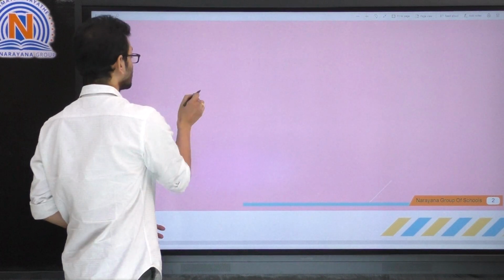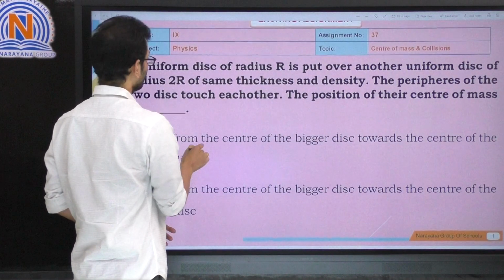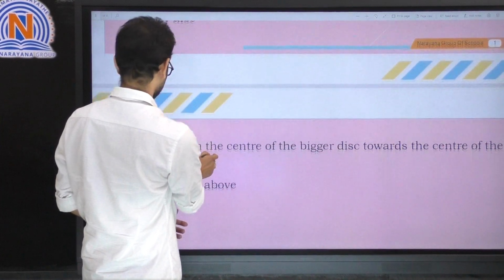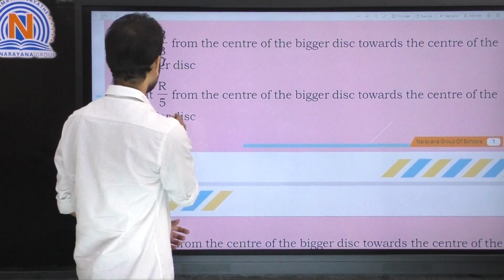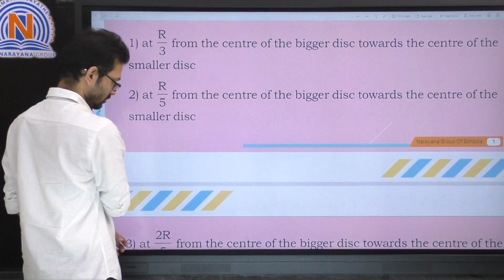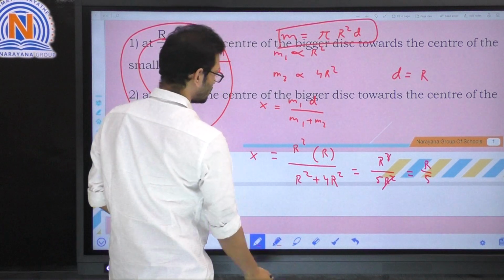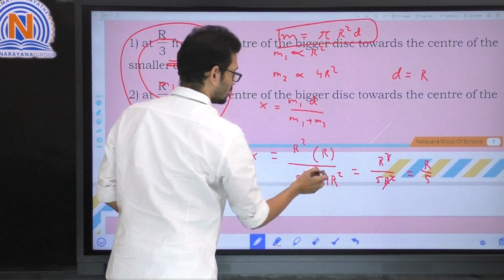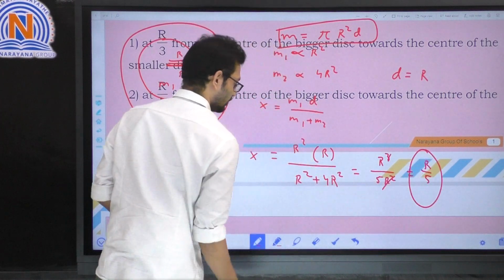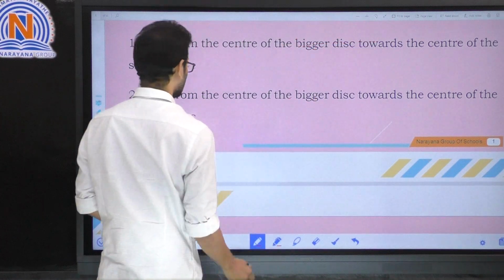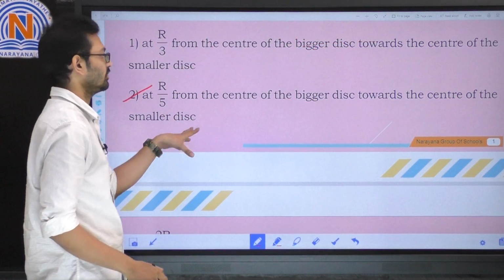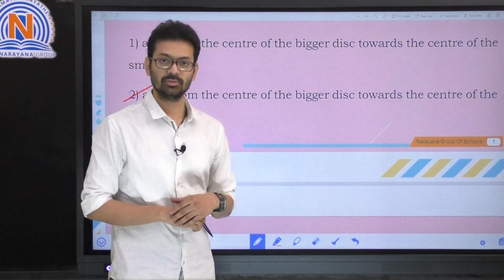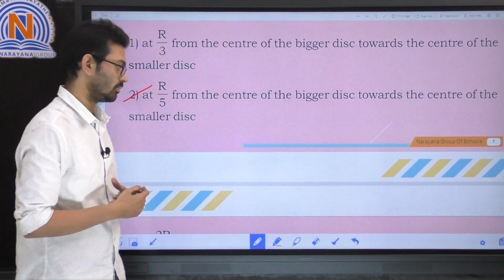So the option is r by 5. Let us see where that option is. Yeah, option number 2. This is r by 5, right? So r by 5 from the center of the bigger disk towards the center of the smaller disk, so the option is the second one. I hope this is helpful. Let us go with the next problem.